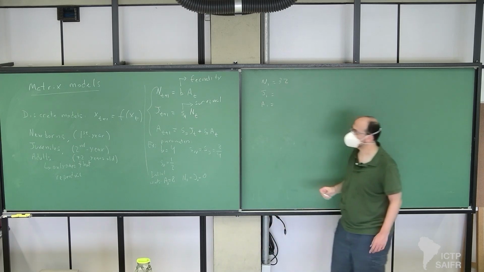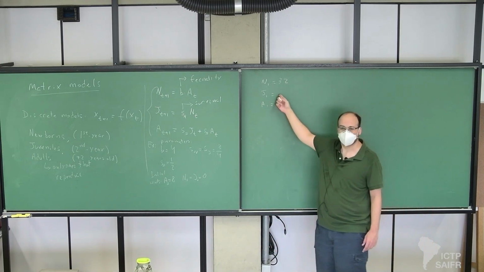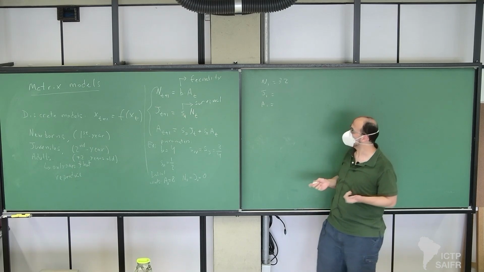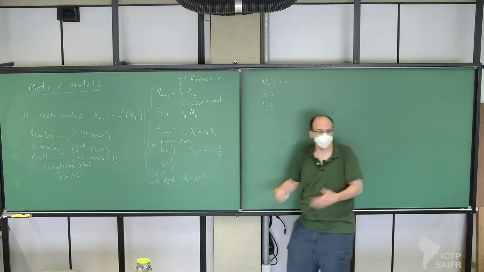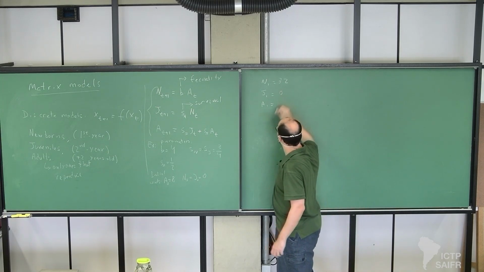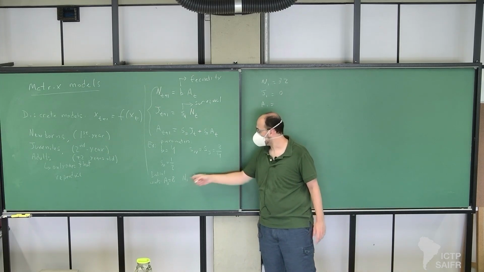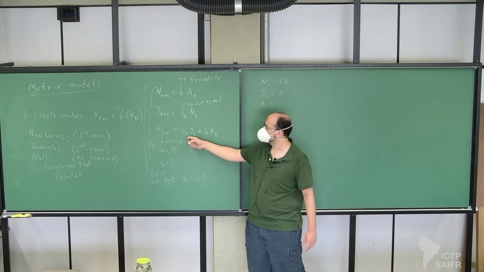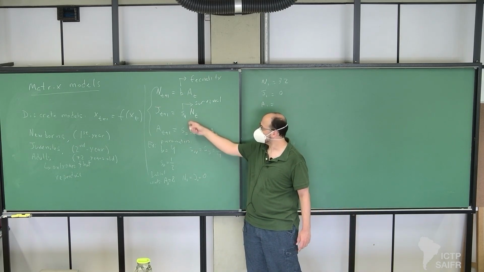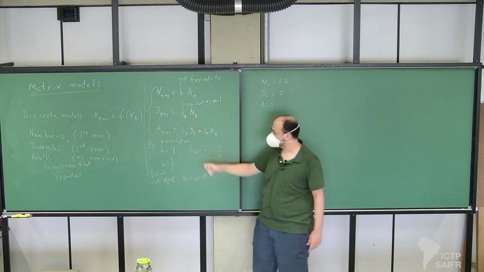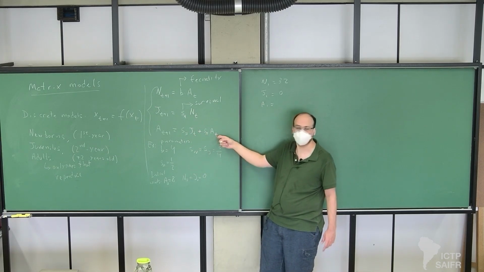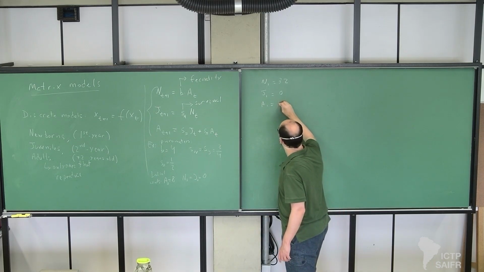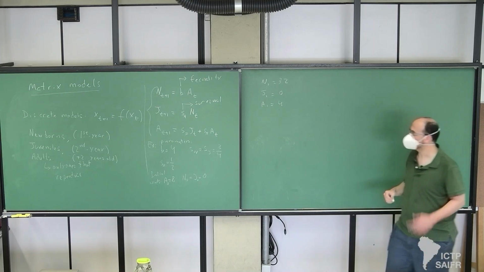And how many juveniles? 0, right? I don't have any newborns now, so I have no juveniles. How many adults? 4. Why 4? I don't have any juveniles at the beginning, so none of them are going to mature into adults. But I have 8 adults, and half of them survive. So I have 4. Okay, so I did one step here.